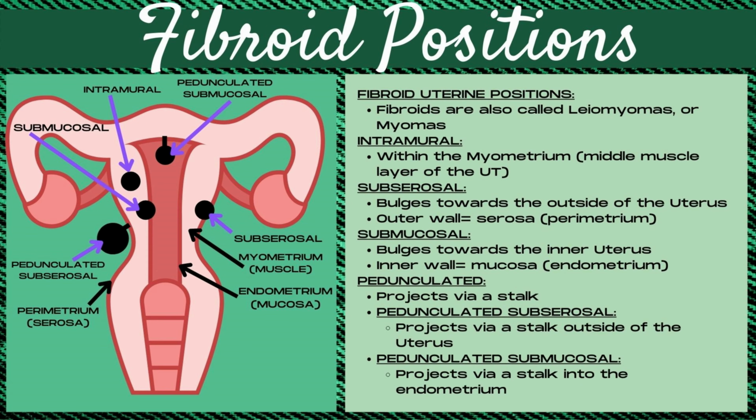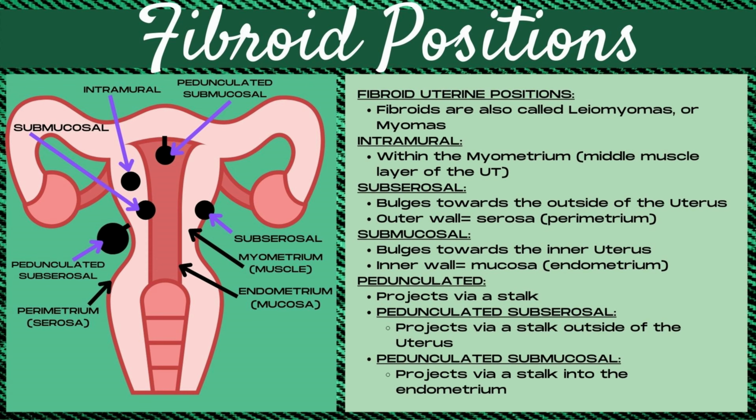Time to talk fibroids. Fibroids are also called leiomyomas or myomas for short, and these are most commonly benign growths in the uterus. So let's talk about all the different positions that fibroids can be found within the uterus. The first type is an intramural fibroid, and this means it's located within the myometrium. This is the middle muscle layer of the uterus.